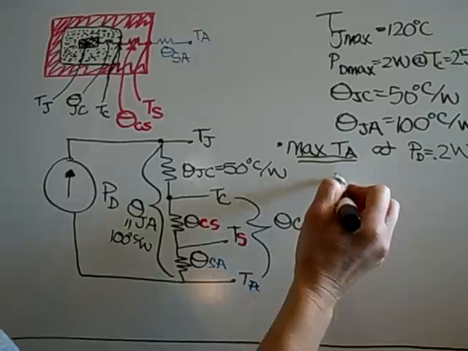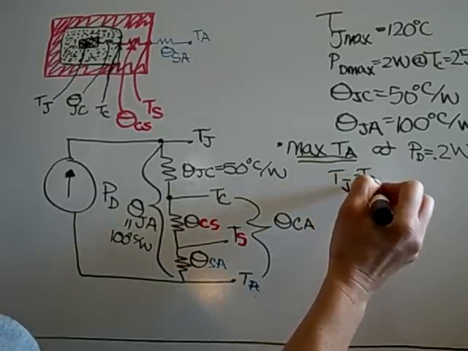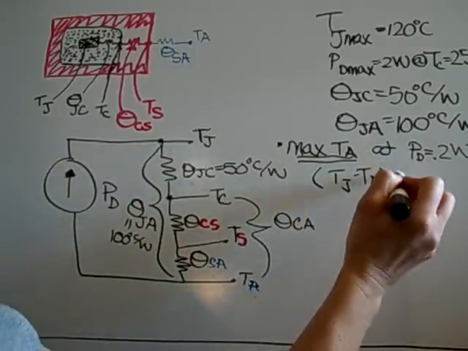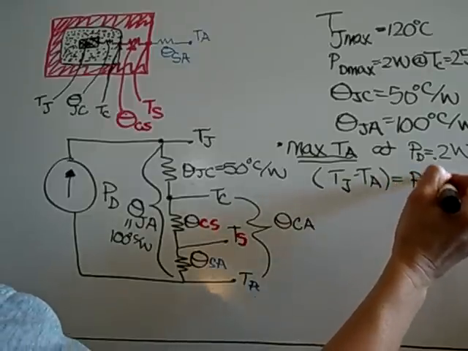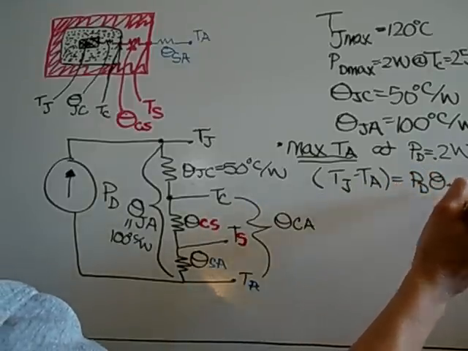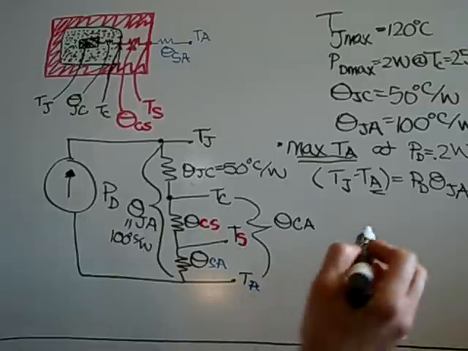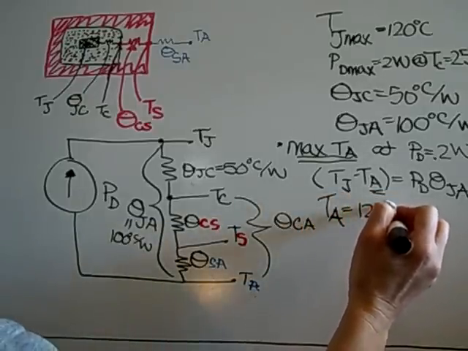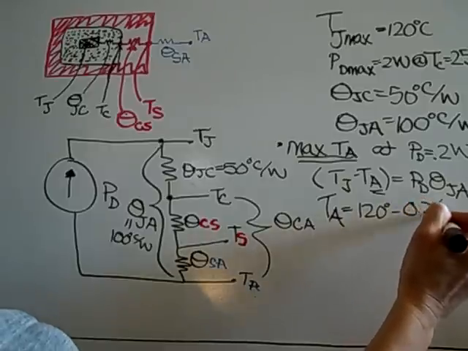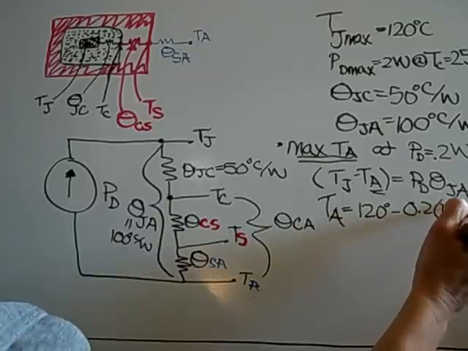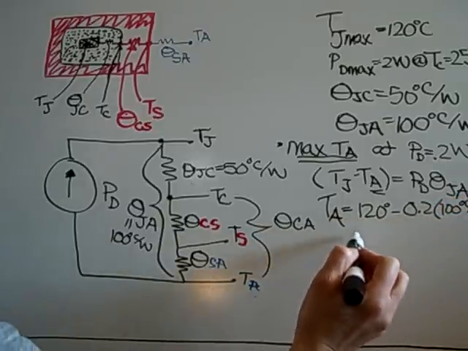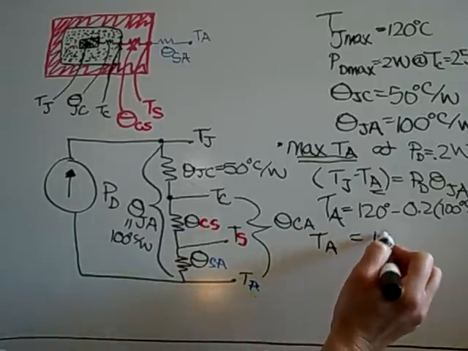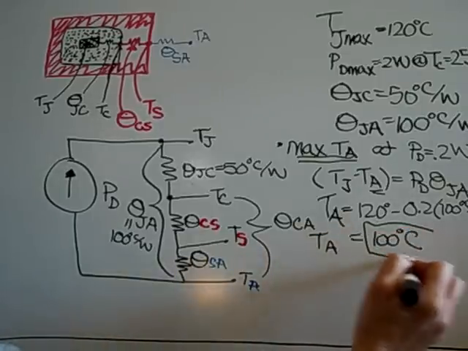To find that, we know theta JA, so we know the total between them. We know the max condition for TJ max at 120 degrees, so we could find it at the specific PD. So TJ minus TA, so we treat these as voltages. TJ minus TA would be your voltage drop, which is equal to your current times the resistance. So in this case, we're going to solve for TA. That's going to give us 120 degrees minus 0.2 times 100 degrees C per watt. So this gives us a max ambient temperature of 100 degrees C for these conditions.